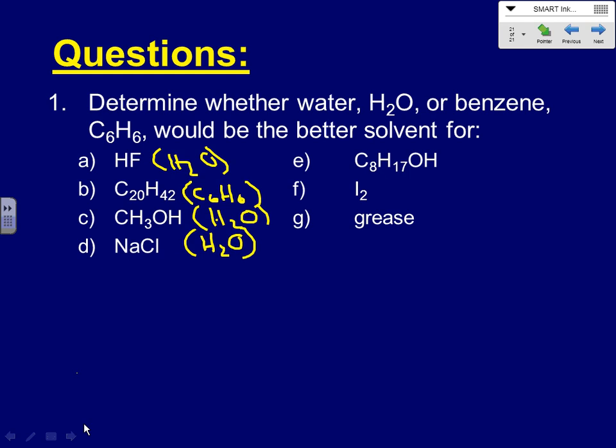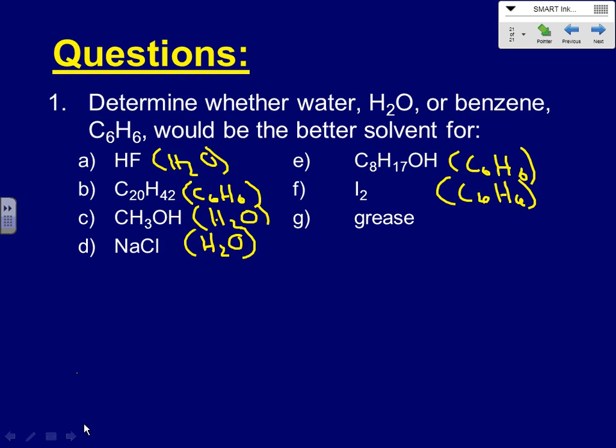C8H17, and then with an OH on the end. Yeah, benzene, it's nonpolar. Because of the large nonpolar region on it, that OH on the end doesn't have a chance to really dissolve in water. If I were to put water nearby it, it might stick to that end, but it wouldn't be able to engulf the entire molecule to dissolve it. So C6H6 is the solvent there. I2, yep, it's nonpolar, it's just two I's. C6H6. And grease.